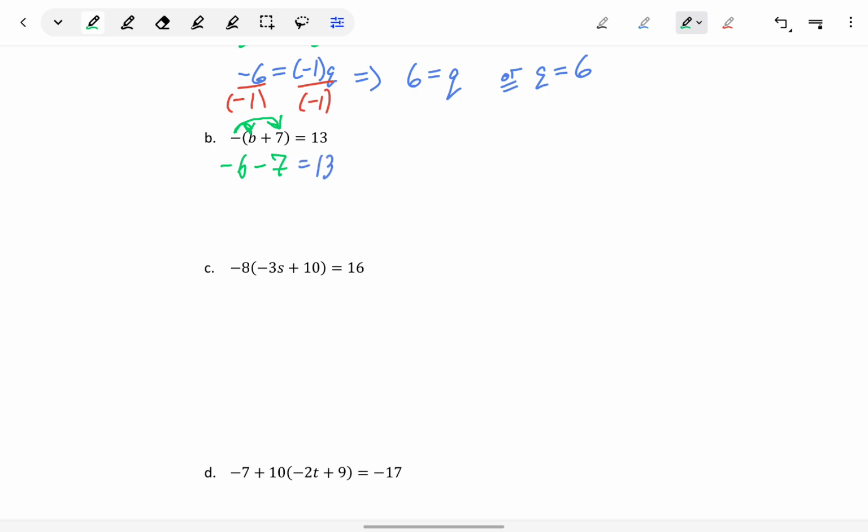We only have a variable on the left-hand side of the equation, but we need to collect the constant terms on one side of the equation. So we'll add 7 to both sides so that the left-hand side becomes negative b and the right-hand side becomes 20. Now we have that negative sign, or that coefficient of negative 1 in front of b, so again, we'll divide by negative 1, giving us b is equal to negative 20.